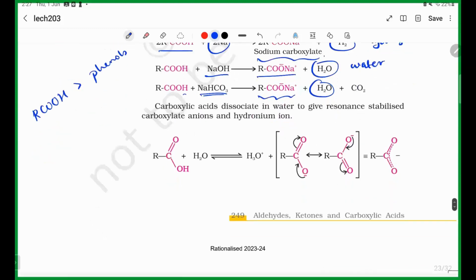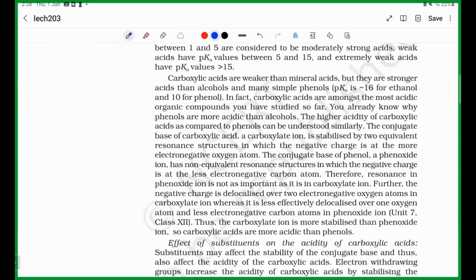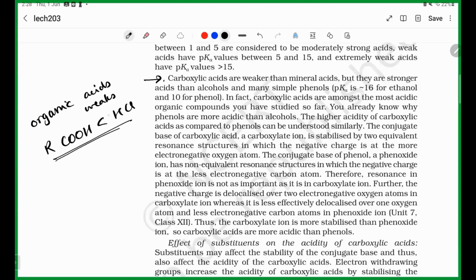Carboxylic acid dissolves in water to give a resonance stabilized ion. One important general fact to note from here is that organic acids are not very strong. No matter how interested you are in carboxylic acids, remember that RCOOH is nothing compared to something like HCl. Those are always much stronger. So keep that fact in mind.